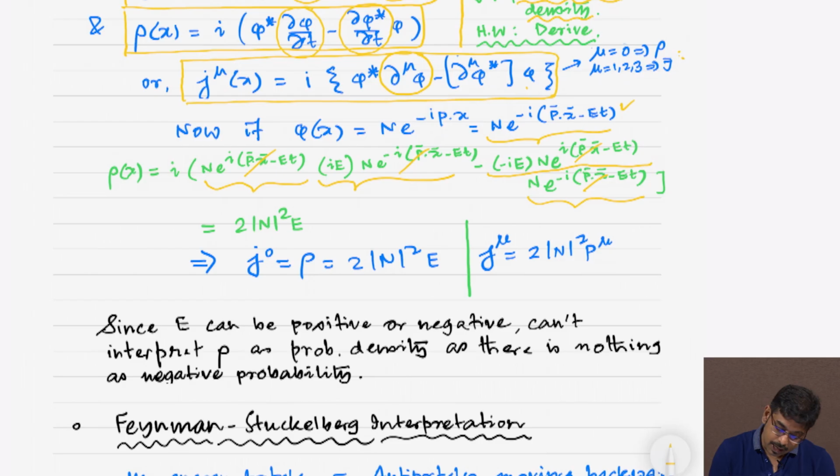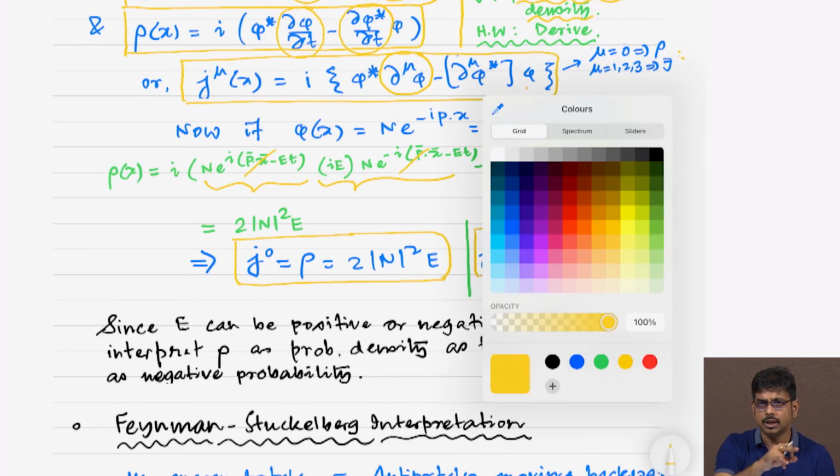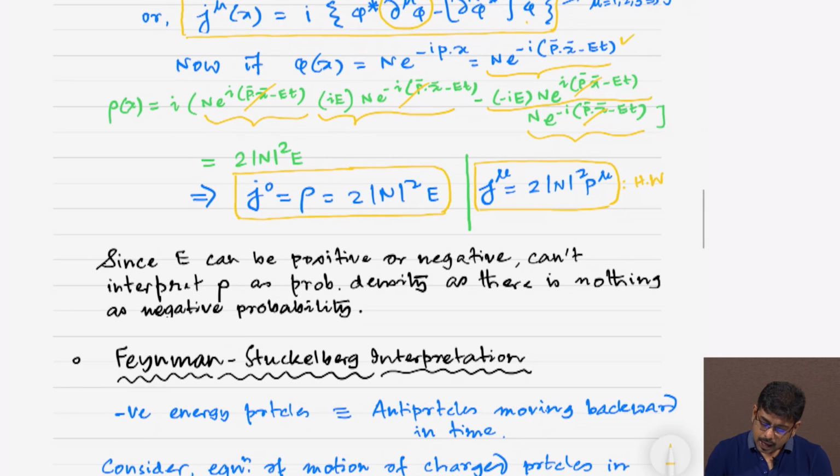So, what you are trying to say is that the J0, the 0th component of the 4 current, which is probability density, is turning out to be 2 into mod n square into e. In general, which I have not calculated, but you should calculate it back home, that will be a homework exercise, the 4 current will be then related to 2 into mod n square into p mu, the 4 vector, the 0th component of which is nothing but the energy. Okay. So, now this result is something very important.